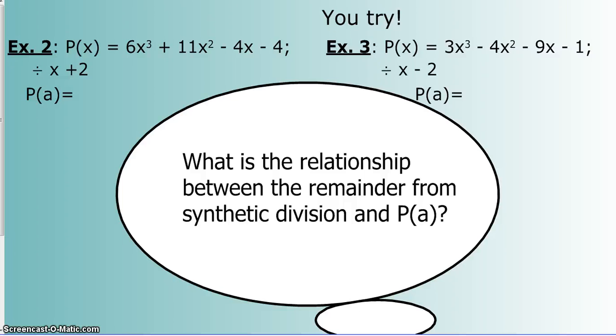All right, let's try another example. So we want to divide 6x to the third plus 11x squared minus 4x minus 4 divided by x plus 2. That looks familiar also. I think we already did that one. Let's see, p of a.